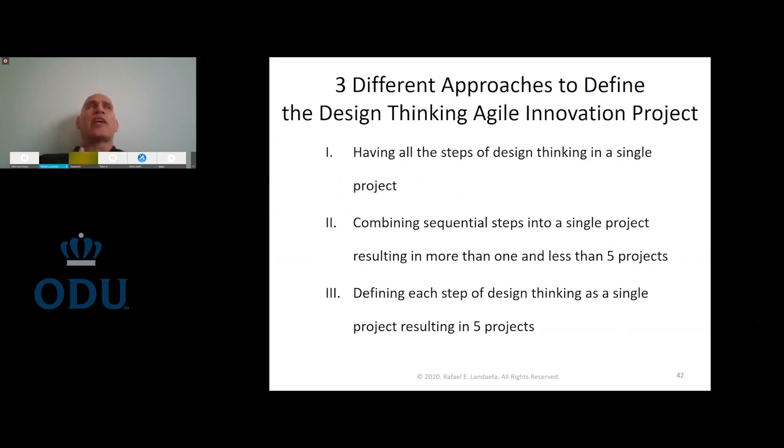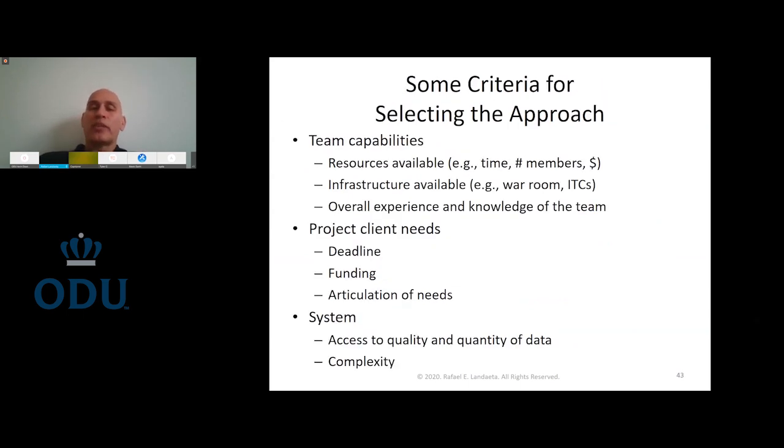There are three different ways in which we can link project management, or agile project management, and design thinking, which is how we're going to do these phases. Which one you choose depends on available resources, available infrastructure, how capable the team is, what the needs of your client are, by when they need a solution, how urgent it is, how much money they are giving you, and how much they know what the problem is, because if not, you need to do a lot of front end work to define their needs. And then, of course, what system you are producing and how complex it is. All that will influence how you would like to do these phases.